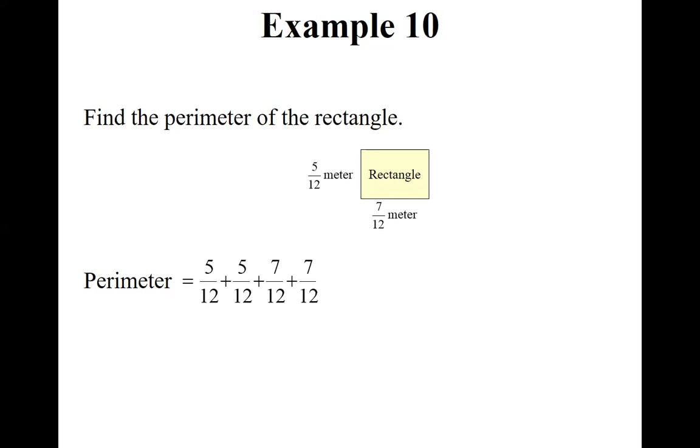We're adding four fractions, but we're not overwhelmed. They all have 12 on the bottom, so our answer is going to have 12 on the bottom. And then we add along the top, 5 plus 5 plus 7 plus 7. That's 10 plus 14. That's 24 over 12. And hey, 24 over 12, that's 24 divided by 12. That's just 2. So the perimeter of this rectangle is 2 meters, not 2 meters squared. That is a mistake. I'm going to fix that real quick.